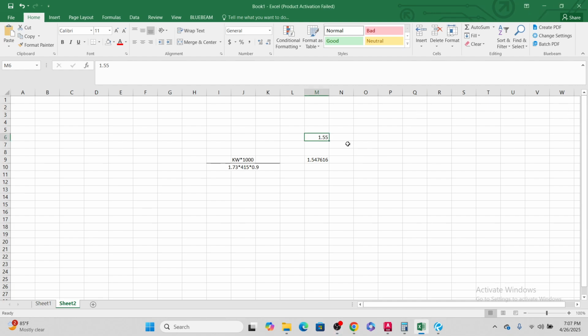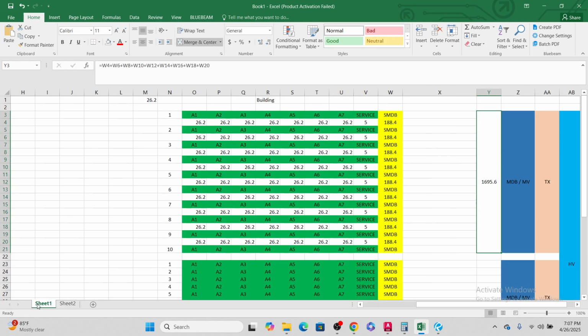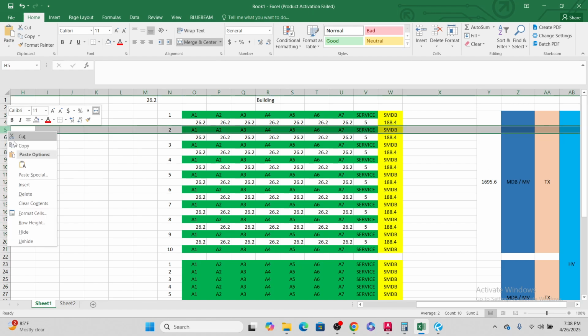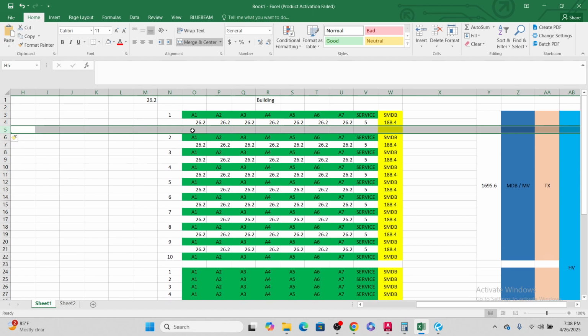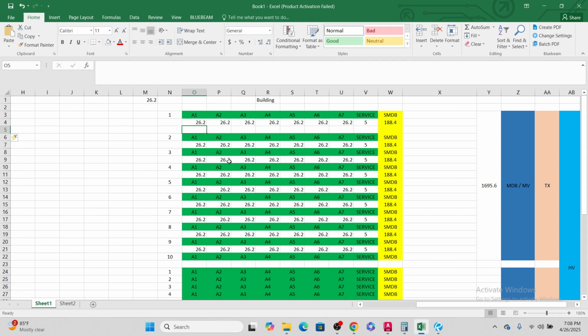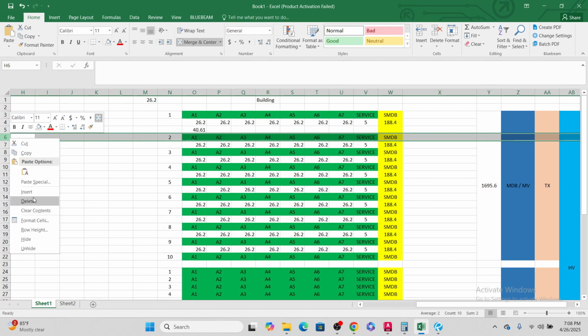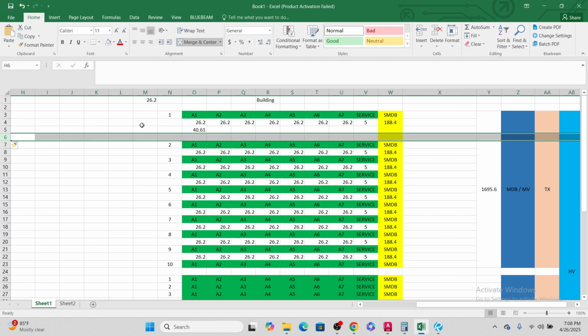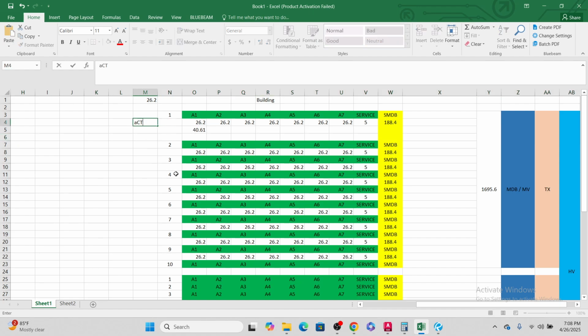So we will keep this 1.55 as a base ampere for 1 kilowatt. Now let's go to our calculation. We have 26.2, so let's insert another one. So 26.2 is equal to this one multiplied by 1.55. So this is 40. Okay. So this is the actual ampere, the actual load.